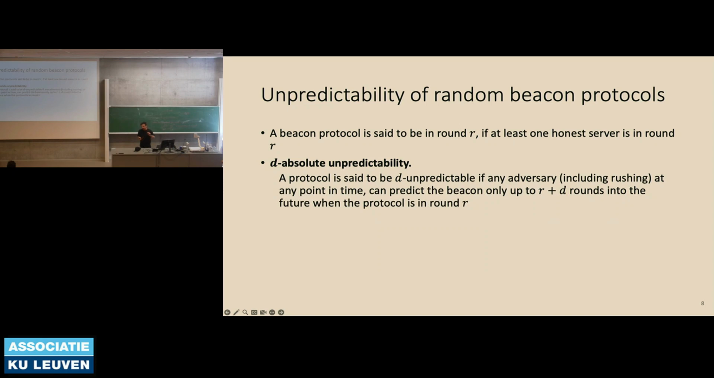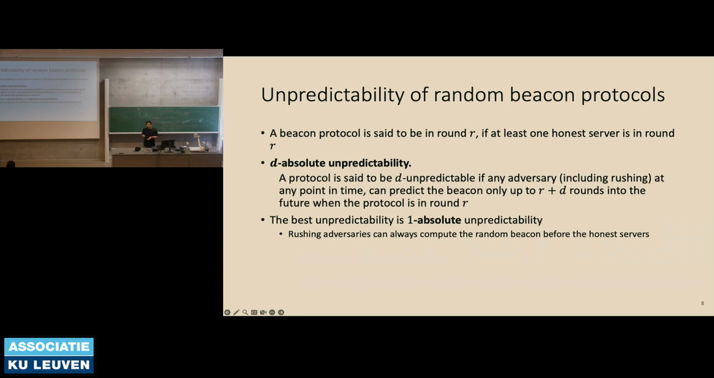And now from this round, we'll define what D-absolute unpredictability is. We'll say a protocol is D-absolute unpredictable if the system is in round R, and the adversary can predict up to R plus D and no more. So from R plus D plus 1 onwards, the adversary cannot predict, then the system is R plus D unpredictable. Right? So in the previous example, if servers were in rounds 1, 2, 3, 4, 5, 6, 7, 8, 9, 10, the system is in round 1, and if the adversary can predict all the way up to 10, then the unpredictability is R plus 9. So it's 9-absolute unpredictable. So this is what we mean.